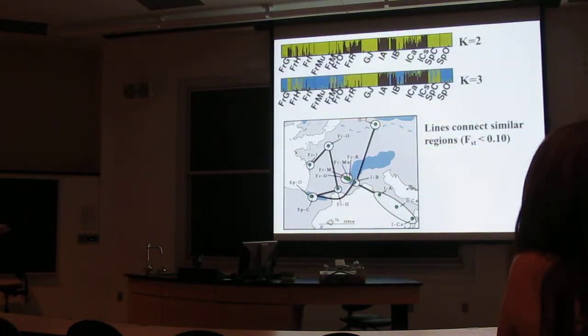When we go into k equals 3, now we can see that the Italians remain very distinct from the other populations. That suggests that perhaps the Italian and French Alps served as a barrier to migration northward.